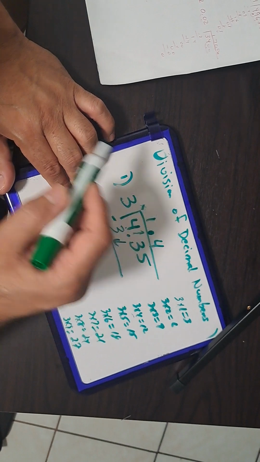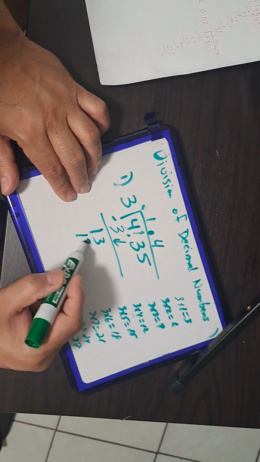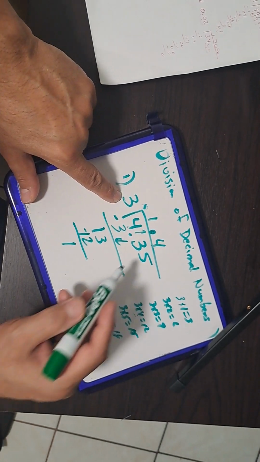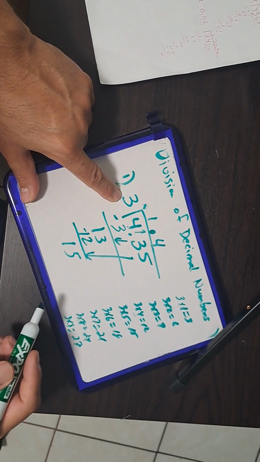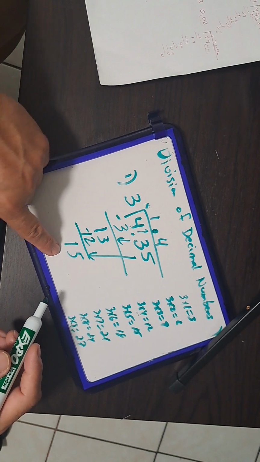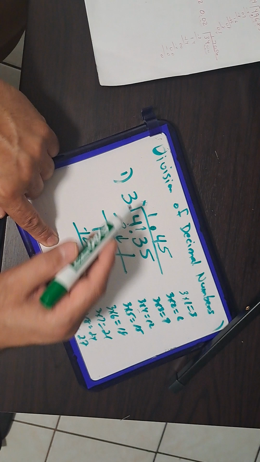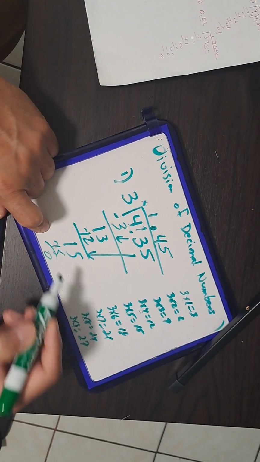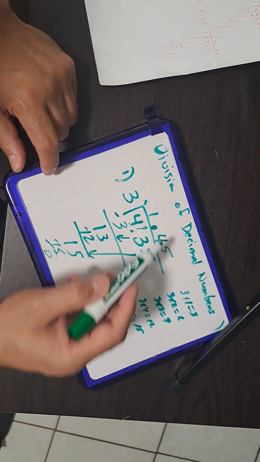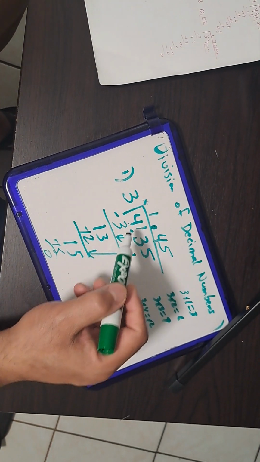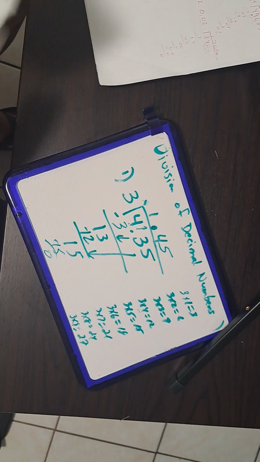So now again, 4 times 3, that's 12. Subtract. 1 is less than 3. That's good. Pull down the next number. Now I have 15. 3 into 15. That's 5 times. 5 times 3, that's 15. So I got no remainder. So my answer will be 1.45. That's why we just put the decimal point on top.